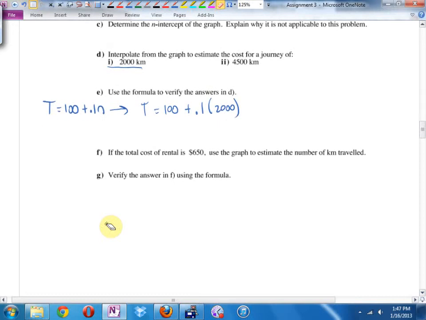Like in F. In F, they're giving me total cost in dollars. What that means is I'm going to go like this. 650 equals 100 plus 0.1 N. Right? And now I'm going to get the N by itself. Oh, and remember when you're solving for equations, you reverse BEDMAS. So, how would I get the N by itself?